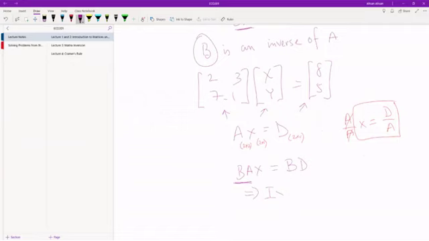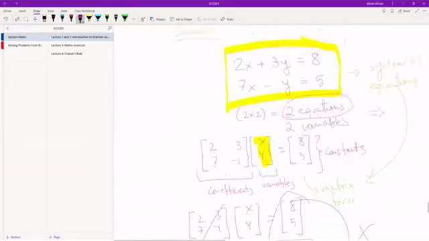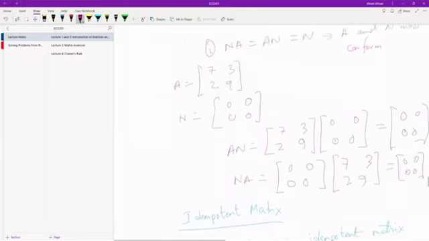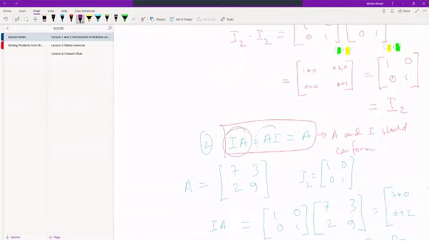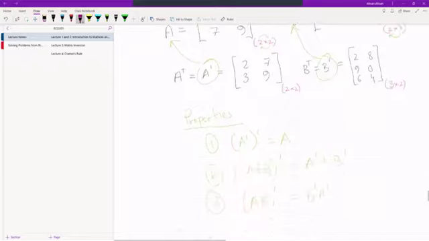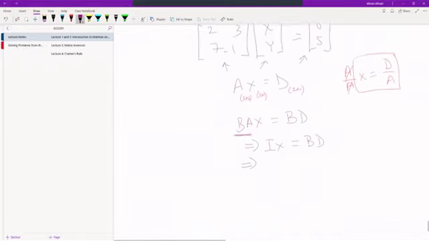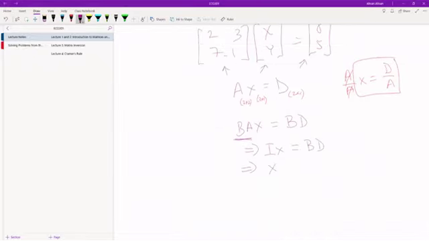So we have IX equals BD, and we've seen that when we multiply anything with the identity matrix, we get that matrix back. So as a result, what I get is X equals B times D. And this is exactly what we wanted.